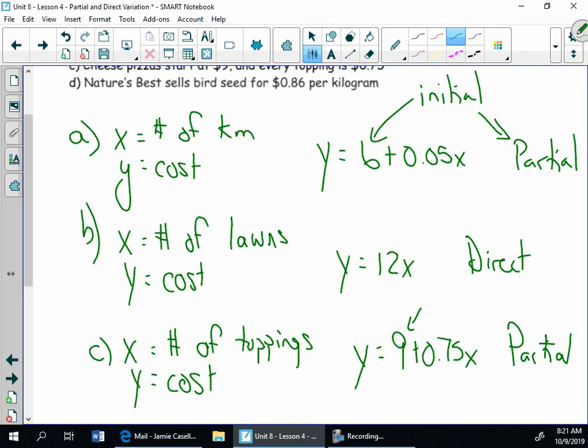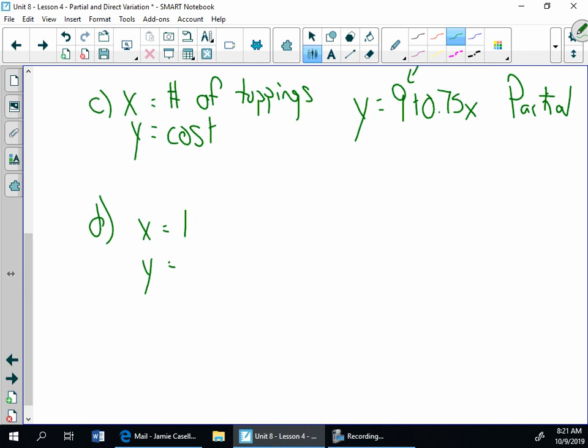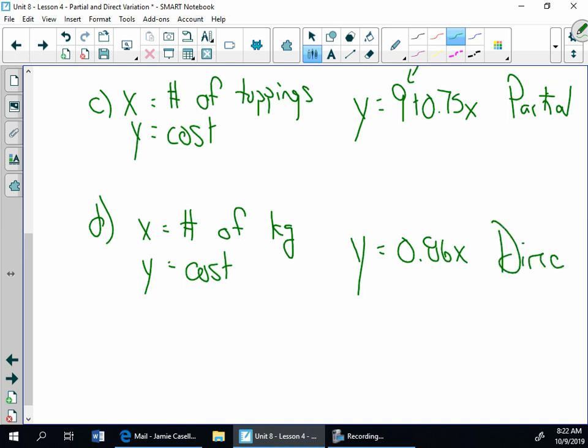And the last one, D. Nature's Best sells bird seeds for 86 cents per kilogram. So my number of kilograms, my cost, 86 cents every time it's buy one. There's no initial value. You don't buy any. It doesn't cost you anything, which means this one must be direct.